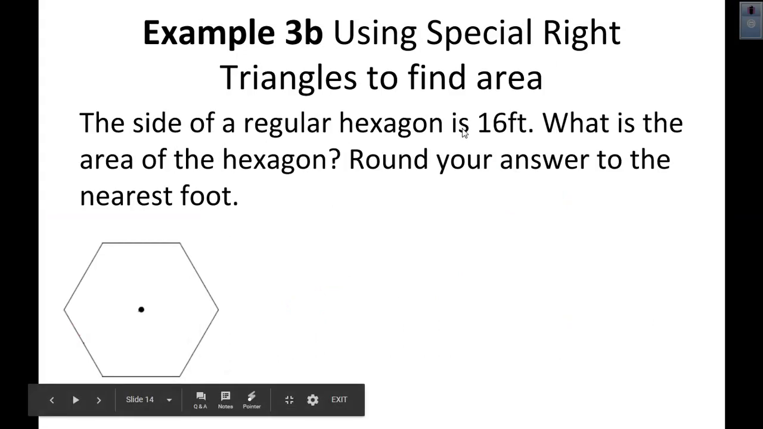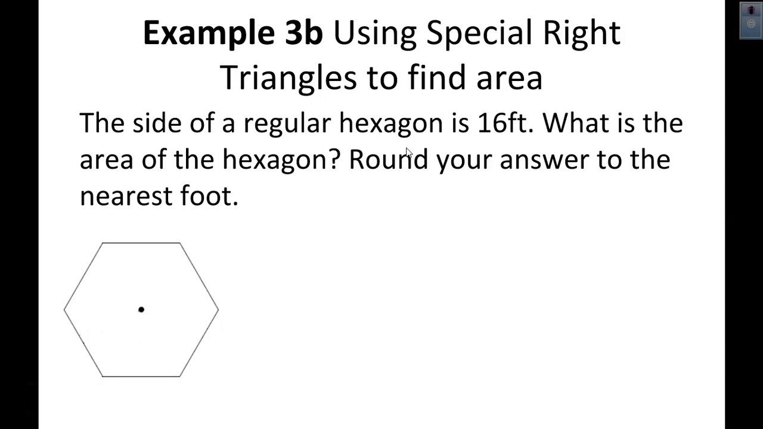The side of a regular hexagon is 16 feet. What is the area of the hexagon? Round your answer to the nearest foot. So once again, not only do I want you to put it to the nearest foot, but I also want you to put it as an exact answer using radicals as needed. So pause the video now and work this out.